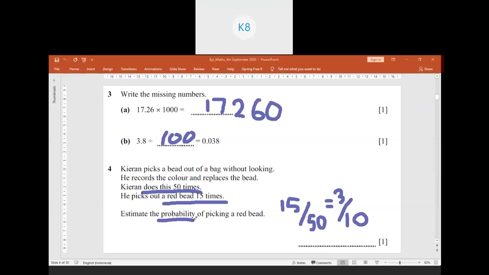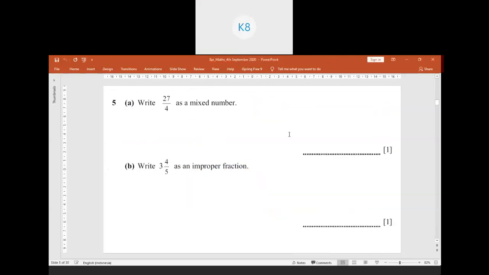Okay, is there anyone having any question? No? Okay. Are the things inside the bag other things also, or only beads? Beads, I think only beads, with different colors. Okay. Can I move to the next question, or do you still want to ask more questions? Clear? Okay, I will move to question 5 then.